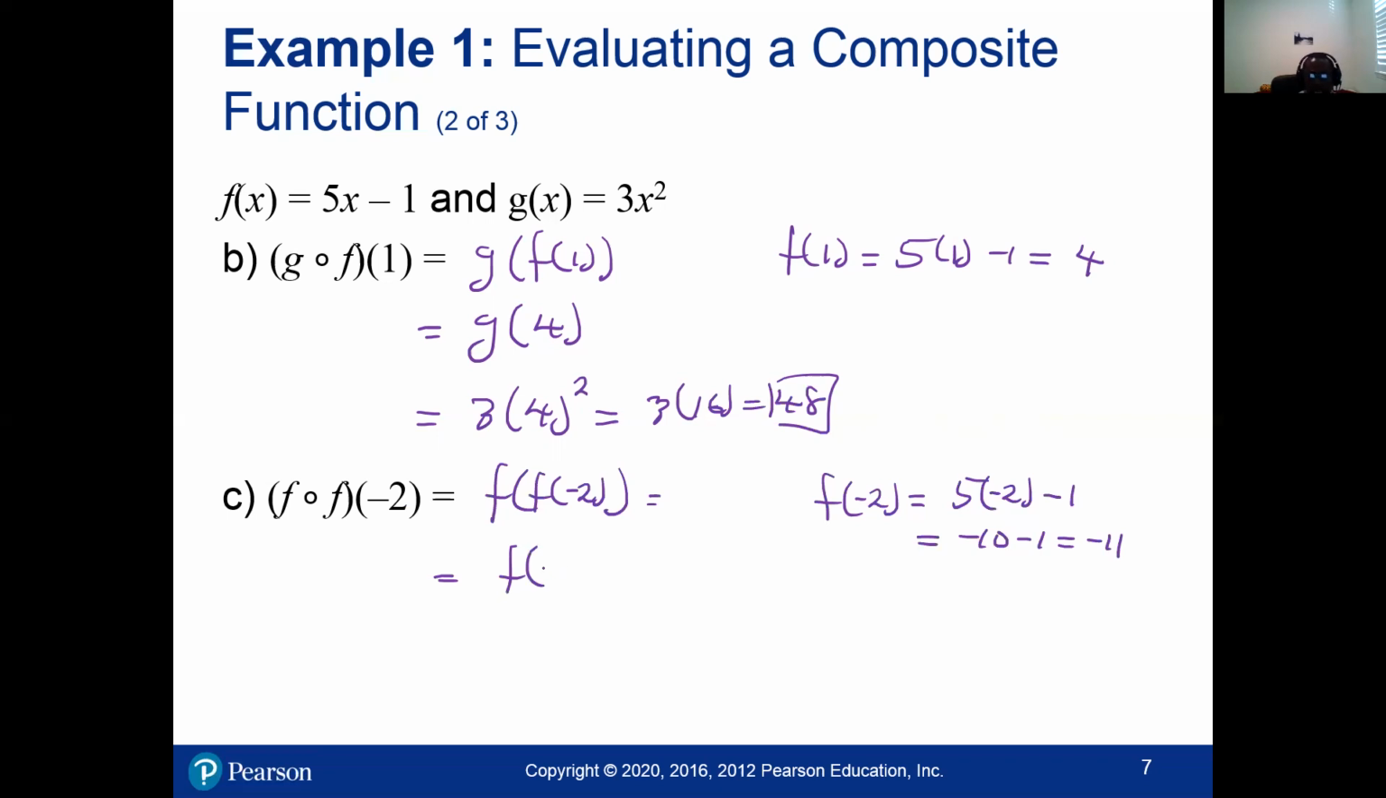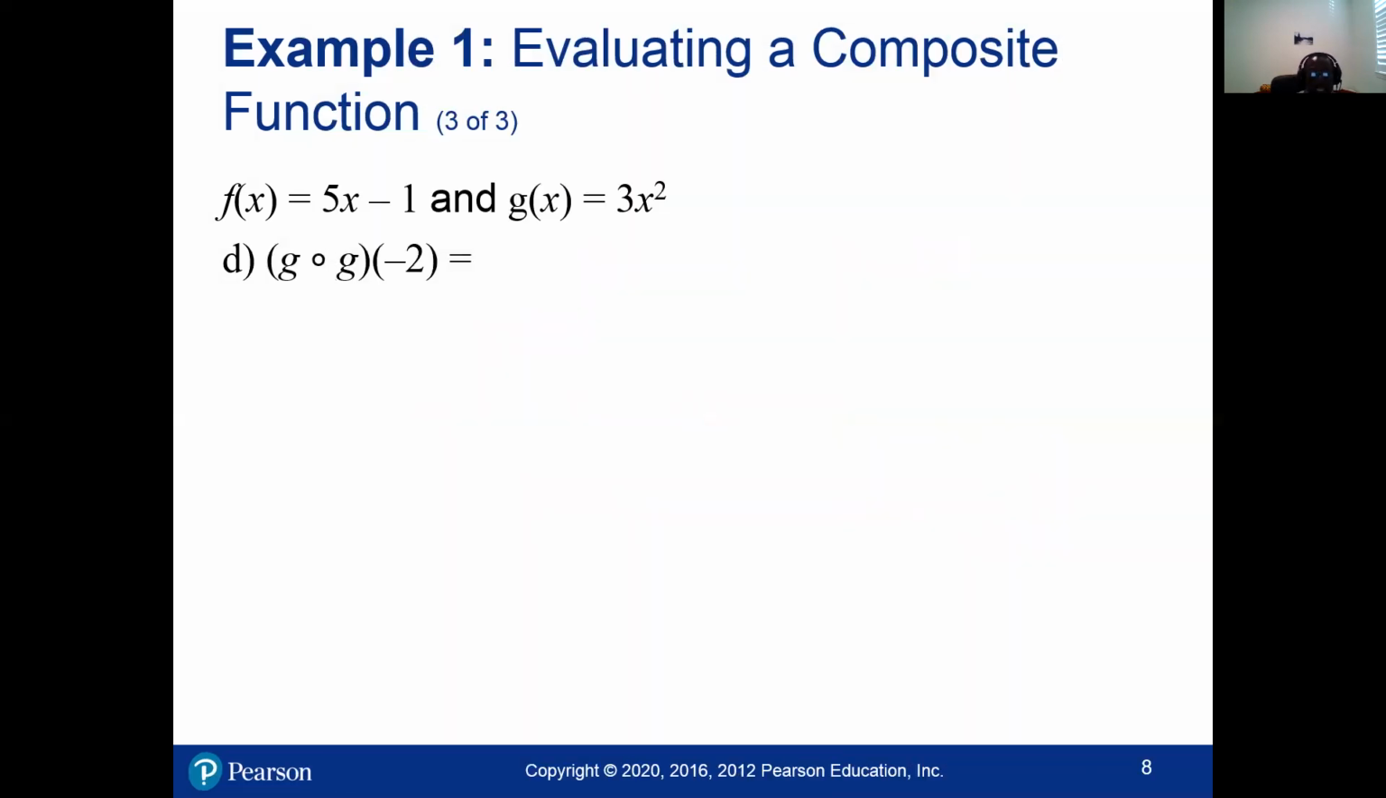So then that gives us f at negative 11 again. So we have 5 times negative 11 minus 1, and that will give us negative 55 minus 1, which is equal to negative 56. Okay. So that's the answer.